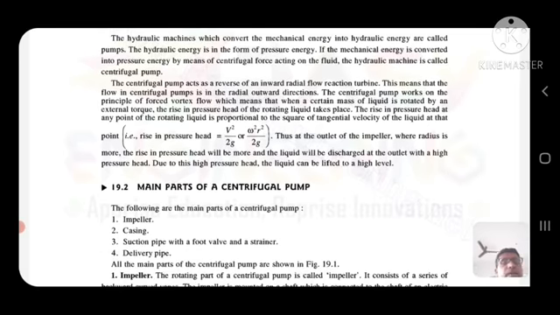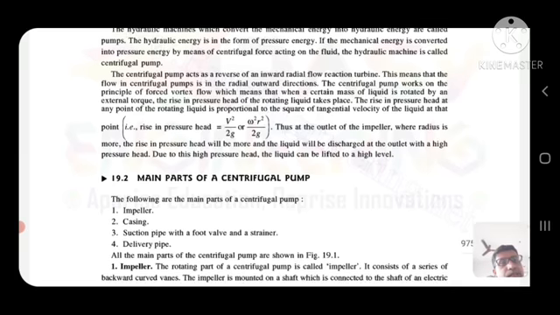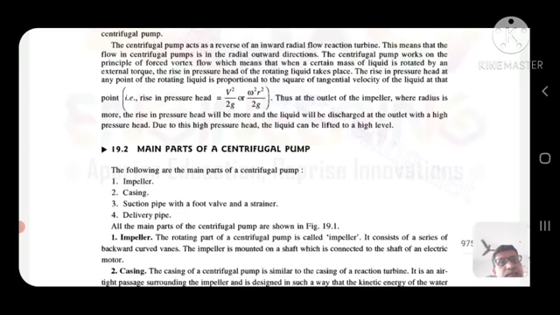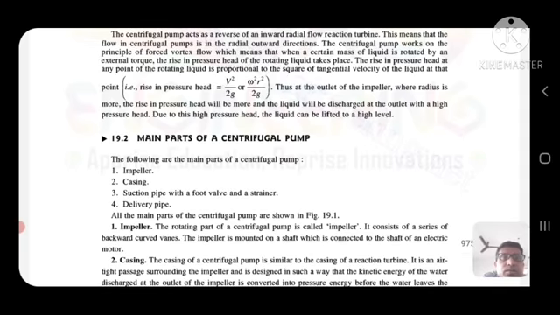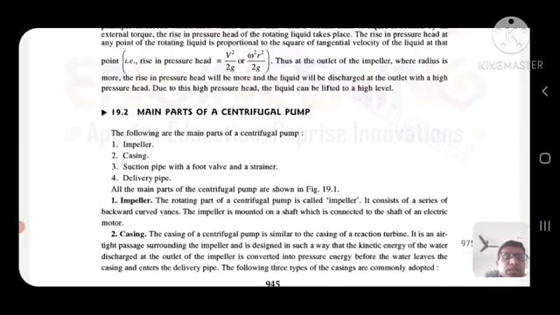The centrifugal pump acts as a reverse of an inward flow radial flow reaction turbine. This means that the flow of a centrifugal pump is in the radial outward direction. The centrifugal pump works on the principle of forced vortex flow, which means that when a certain mass of liquid is rotated by an external torque, the rise of pressure head of the rotating liquid takes place.